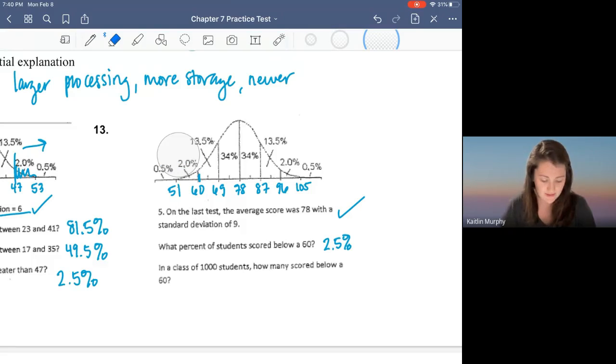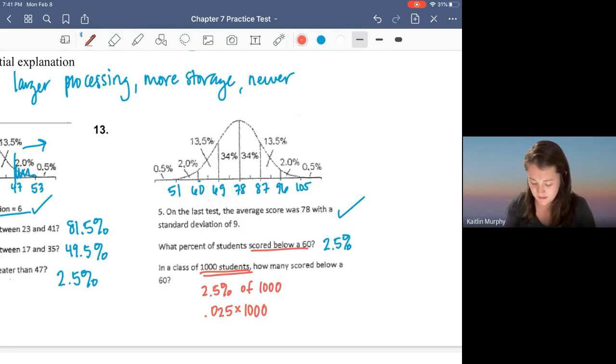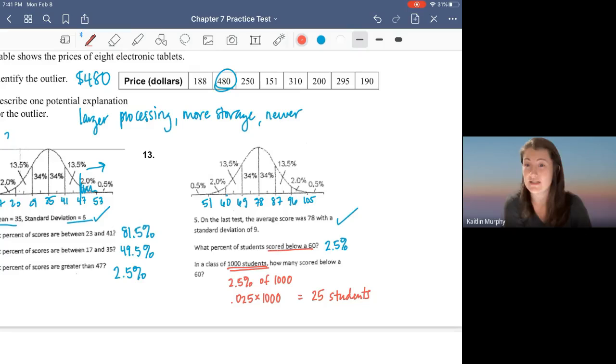And the last thing it says is the hardest type of question you'll see on here. It says, in a class of 1,000 students, how many scored below a 60? So we already know the percentage below a 60 is 2.5%. So we need to do 2.5% of 1,000. And when I calculate that, I have to remember that the percent is like out of 100. So really I need to do 0.025 times 1,000, which I believe is going to be 25 students. So 25 students out of 1,000 we would expect to score below a 60 because it's pretty rare to score that low based on that normal curve. The average was a 78, so we'd expect most students to be in between like a 69 and 87.